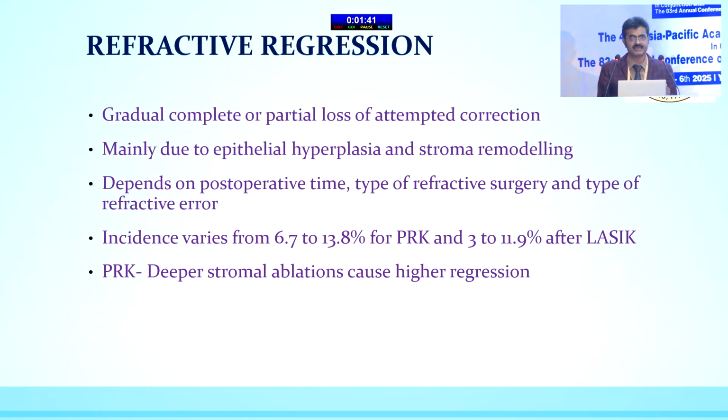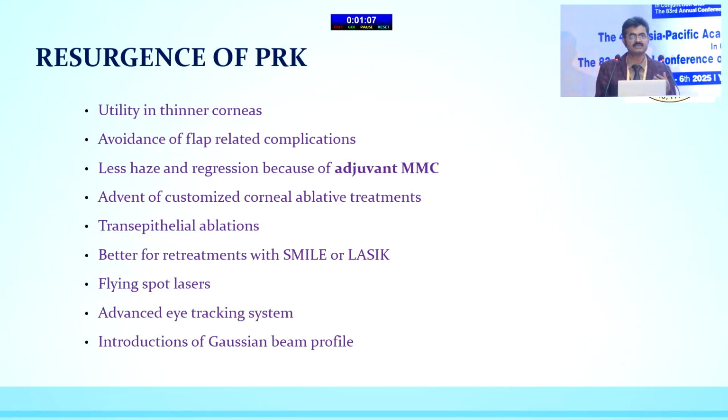So refractive regression, definitely, despite all things, can happen. It's mainly due to epithelial hyperplasia and stromal remodeling, which can be dealt with by scaling up of steroids, and if the other factors are there, that definitely happens. But the incidence varies from 6 to 7 to 13% in PRK patients and 3 to 11% after LASIK. That too is comparable. So I would say that's why PRK is again gaining. If you keep the careful things in your mind, manage the pain, the resurgence of PRK is coming up with the surgeons because of its utility in thinner corneas.